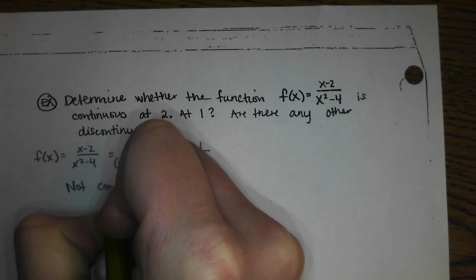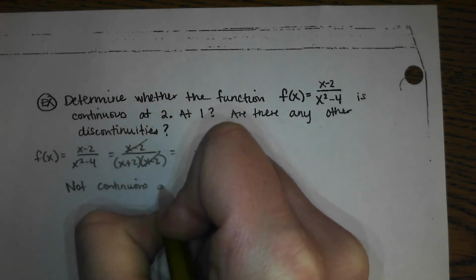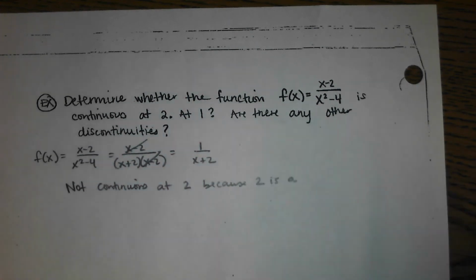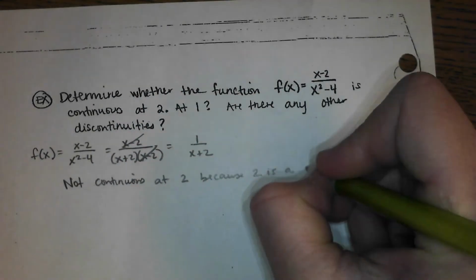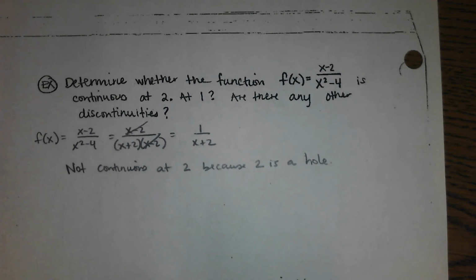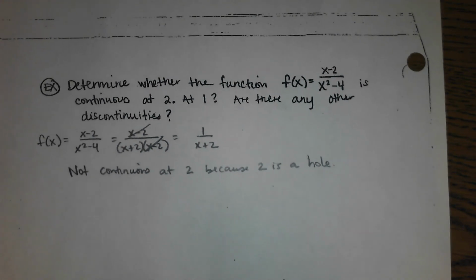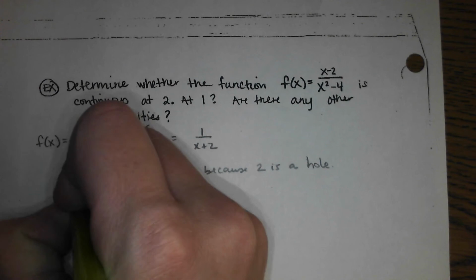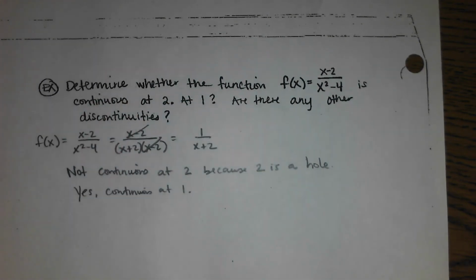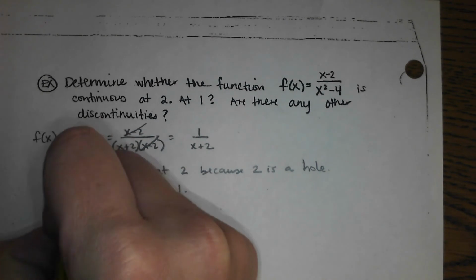Not continuous at 2 because 2 is a what? It's a hole. The x minus 2 canceled. It's a hole. Is it continuous at 1? We have no reason to believe it's not, right? With rational functions, we're only really worried about holes and vertical asymptotes, and it's neither of those. So, yes, continuous at 1. Any other discontinuities? Yes.